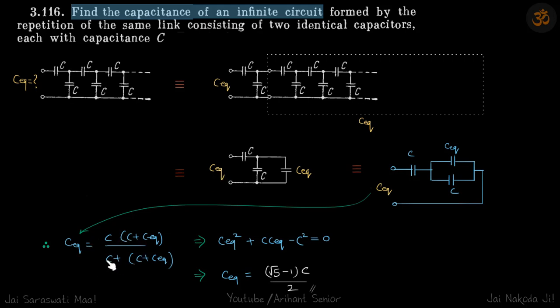So in this equation now we have a single variable, C equivalent. So it's a quadratic equation, we solve it, and one of the roots will be positive, another will be negative. So we'll reject the negative root, and this will be our answer.